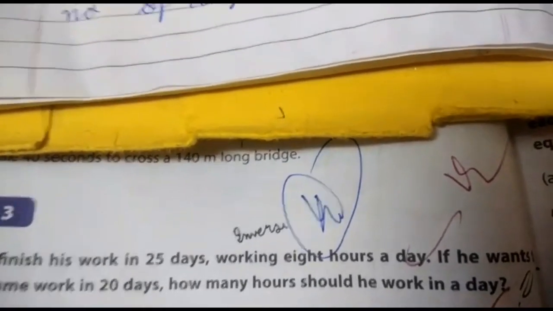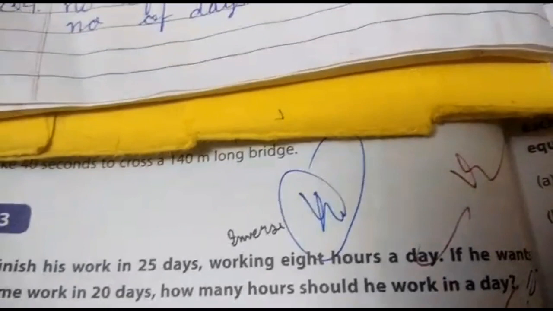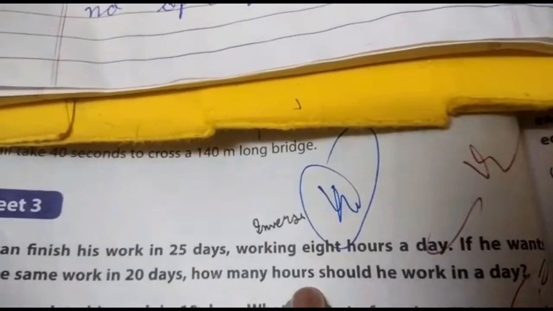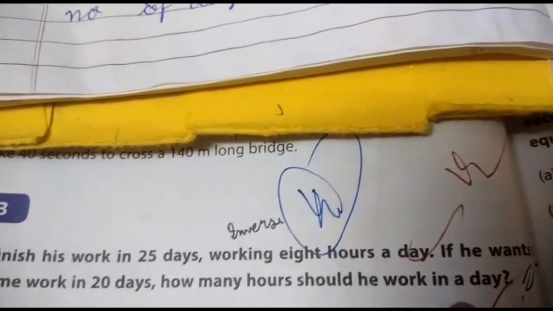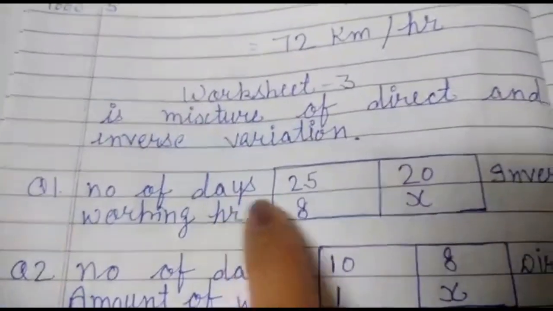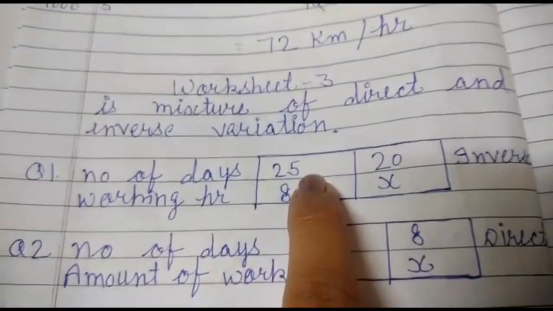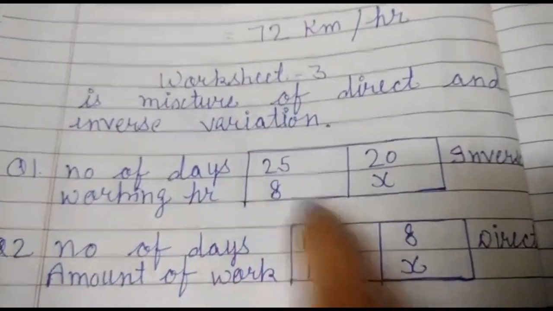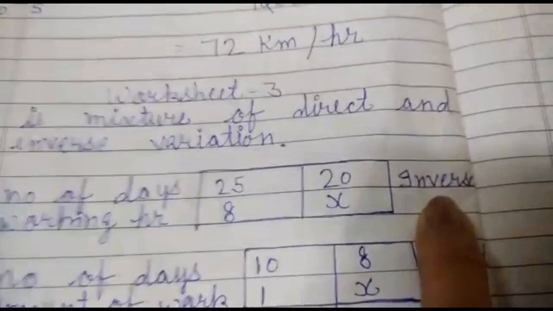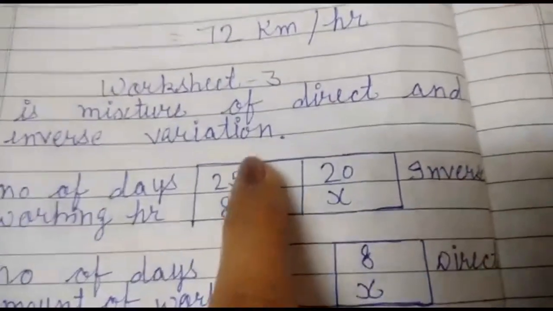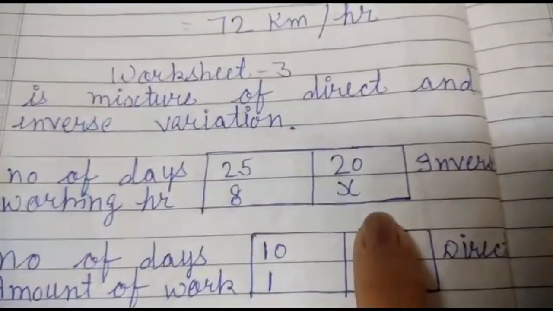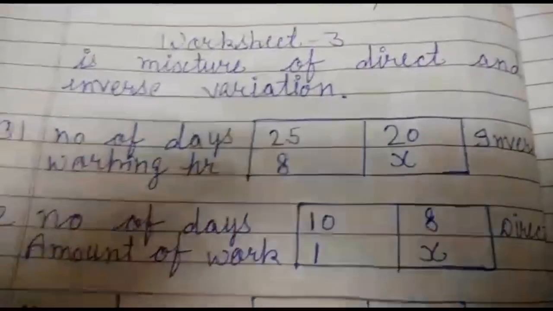inverse variation. Now similarly, as you have written in worksheet 1 and 2, let the number of hours he works in a day be x, and the table can be made in this manner. Number of days 25, working hours 8. Now number of days 20 and working hours x. Now it is a case of inverse variation. You can solve it: 25 multiply 8 is equal to 20 multiply x. Now the solution you will do by yourself.